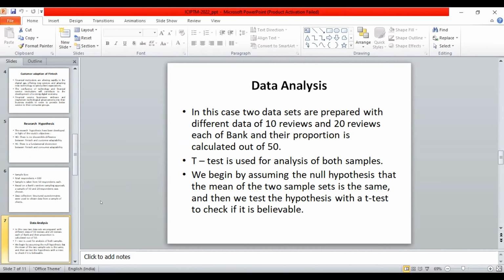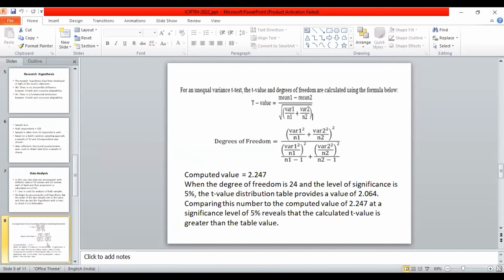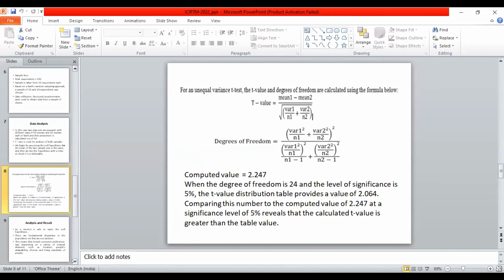The technology and the tool which we have used is a t-test, which is used to analyze both the samples. And we have started by assuming the null hypothesis that the mean of the 2 sample sets is the same. And then we test the hypothesis with a t-test to check and find out that it is correct or not. So this is the formula which we have used, the t-test formula and the degree of freedom formula to calculate the value of t-test. The computed value which came out is 2.247. 2.247 is the value which we calculated on the basis of the formula which we have applied on the basis of the data sample which we have.